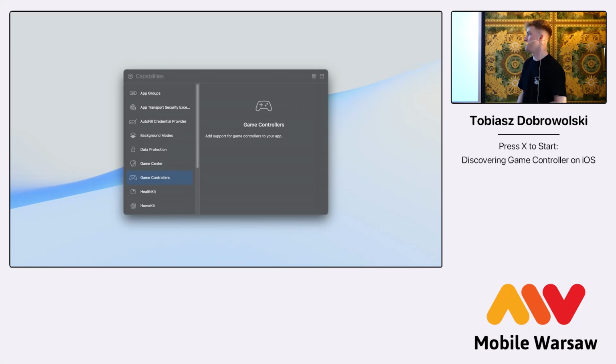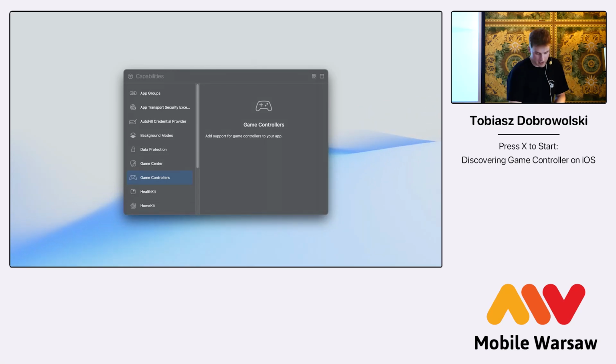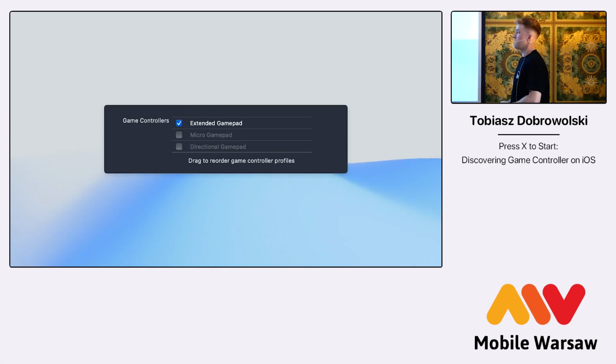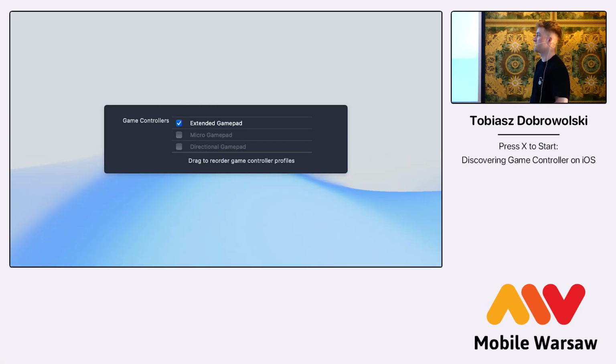The first thing you have to do is add the game controller's capability in your project. When you do it, the game controller framework is imported to the project. Next, go to the signing and capabilities pane and select one of the three gamepad profiles, or maybe all of them. It depends on what you want.